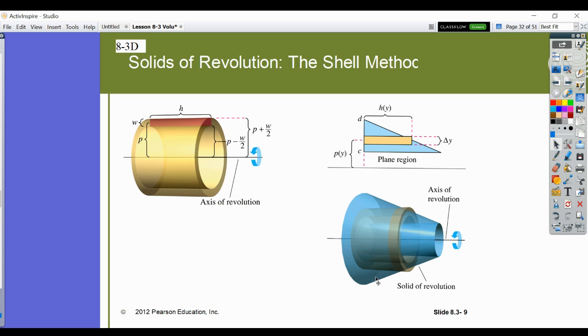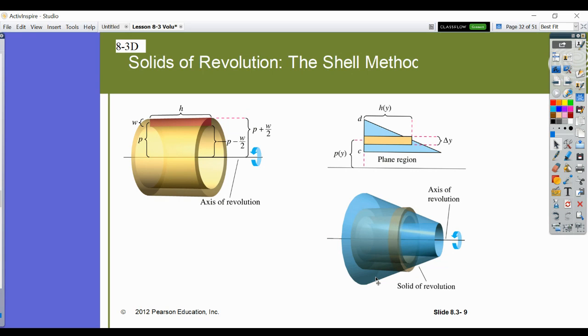Hello, Calculus, Section 8.3, Part D. We are now going to talk about the shell method for finding the volume of solids of revolution. This is the last lesson in Section 8.3, and it uses the skills we've already learned for the disk and washer method and understanding those.